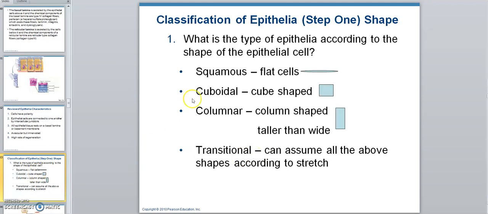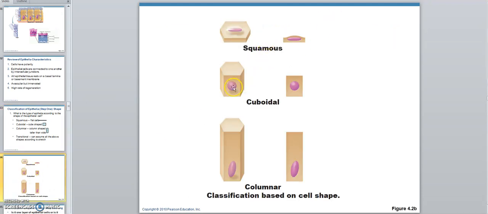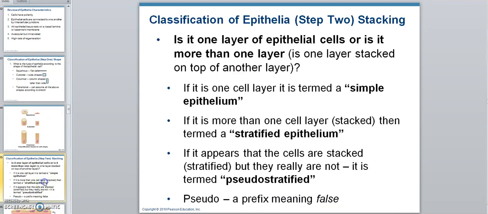Okay? So that's classification by shape. Here we are right here: squamous, cuboidal, columnar. Now, the next thing is stacking. We want to say, is it one layer of epithelial cells or is it more than one layer? If it is one layer, it is called simple epithelium. If it is more than one layer, it's called stratified.